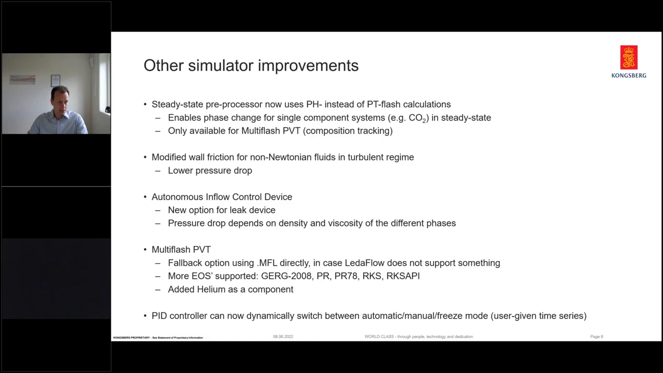We've corrected something for the non-Newtonian fluids. It proved that in the turbulent regime, the pressure drop was not correct. So this has been reworked, and we now have a slightly lower pressure drop only in the turbulent regime for non-Newtonian fluids. We have added a new option for the leak device to model autonomous inflow control devices. And that basically means that we have a leak device where the pressure drop depends on the density and viscosity of the different phases. There's a whole lot of different tuning coefficients, so you can model the exact configuration of the inflow control device.